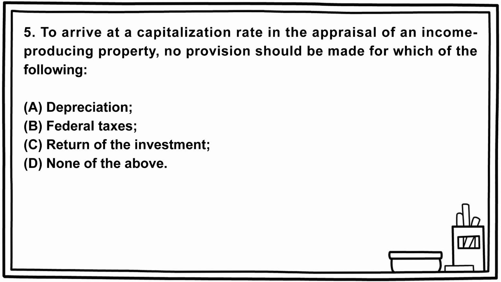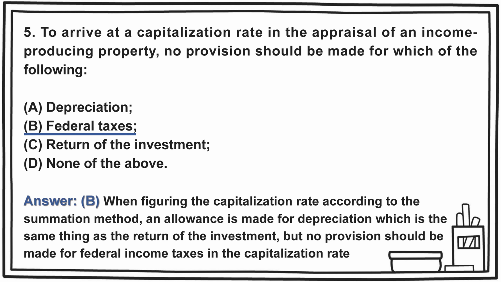5. To arrive at a capitalization rate in the appraisal of an income-producing property, no provision should be made for which of the following? A. Depreciation. B. Federal taxes. C. Return of the investment. D. None of the above. Answer: B. When figuring the capitalization rate according to the summation method, an allowance is made for depreciation, which is the same thing as the return of the investment, but no provision should be made for federal income taxes in the capitalization rate.